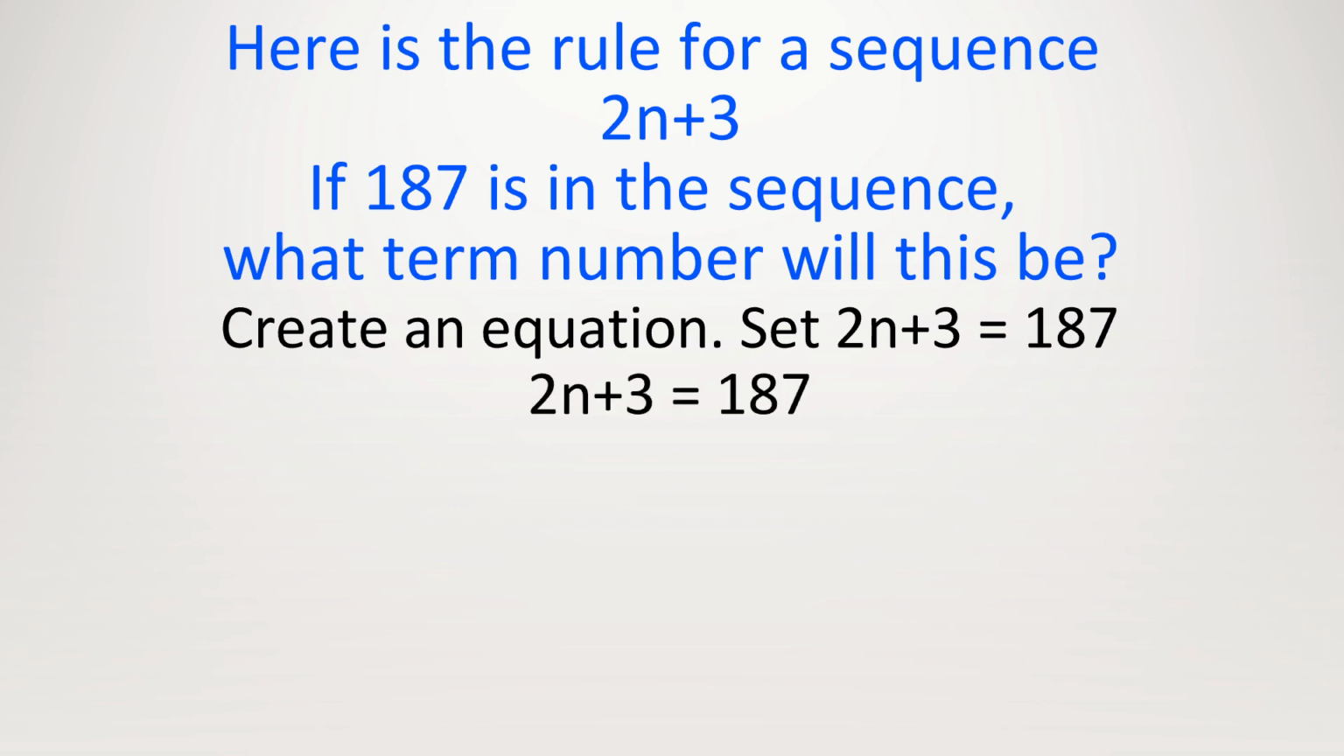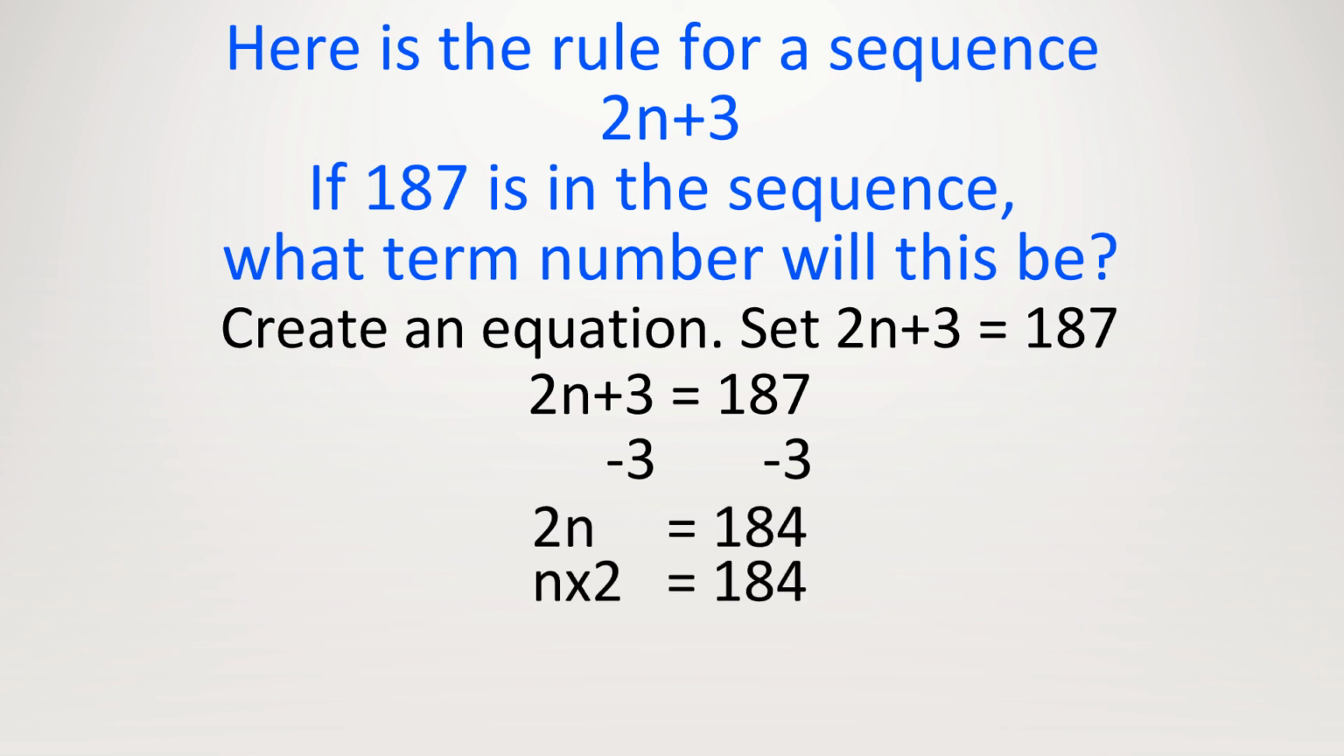How to get rid of plus 3 on the left? We do the opposite, which is minus 3 from both sides. 2n equals 184. 2n means n times 2 equals 184, so how to move times 2 to the right? We divide by 2. n is equal to 184 divided by 2, which is equal to 92. As 187 is in the sequence, it is the 92nd term.